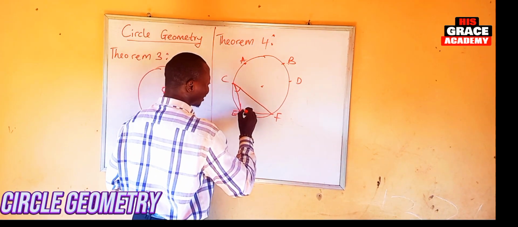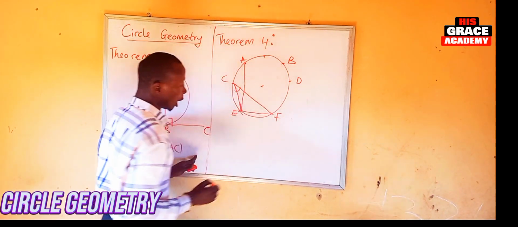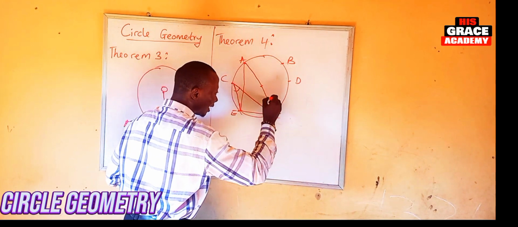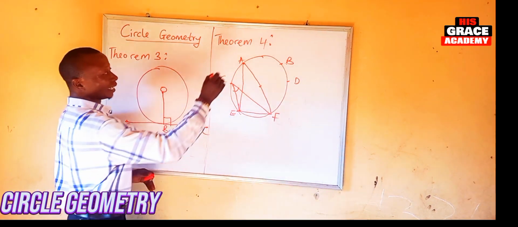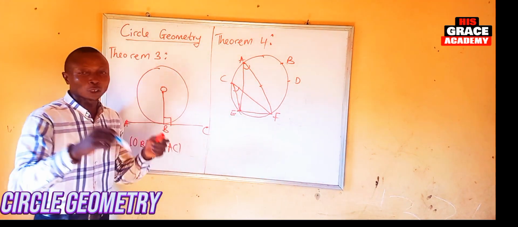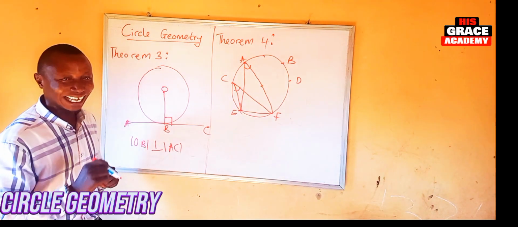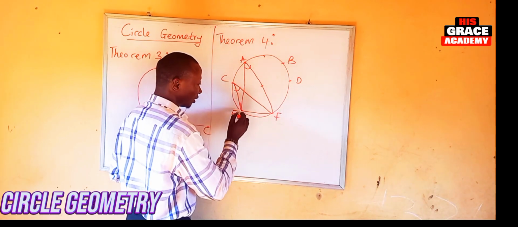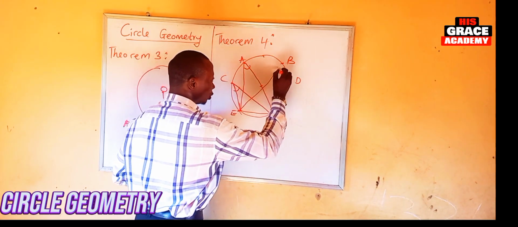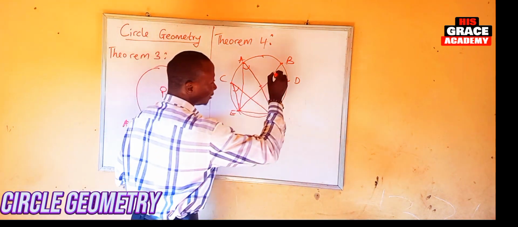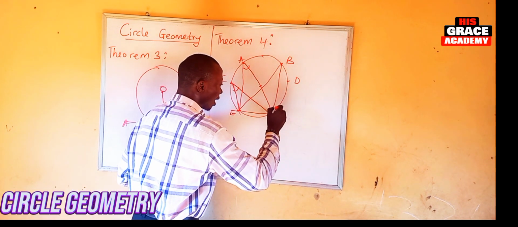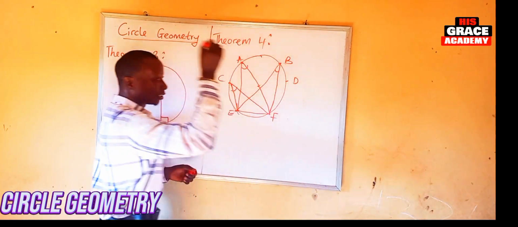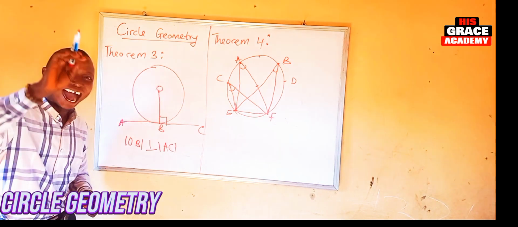Okay? Let's see another one. And let's join side AE, and also join side AF. You can see point A is also subtending another angle. Very good. Now let's see here. This is point B. So I want to join side EB and side BF. You can see point B is also subtending another angle.